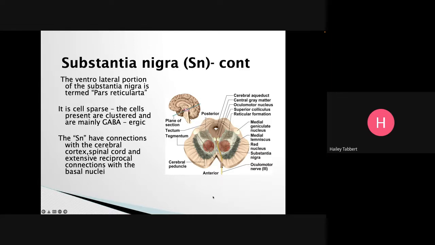The substantia nigra have connections with the cerebral cortex, the spinal cord, and very, very extensive reciprocal connections with the basal nuclei, or the basal ganglia. So reciprocal connections is they're sending signals to the basal ganglia, but also receiving them, okay?